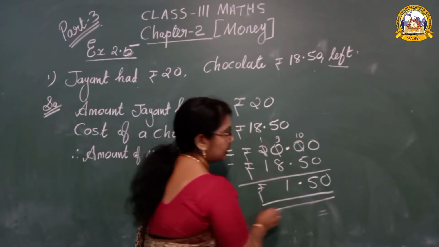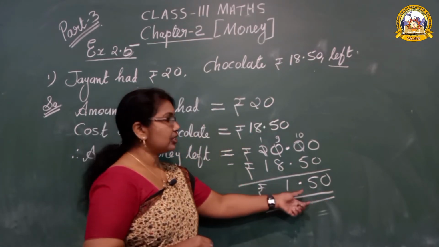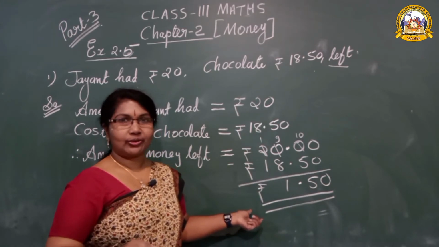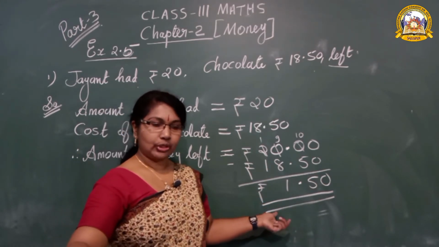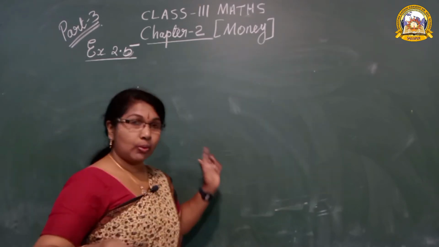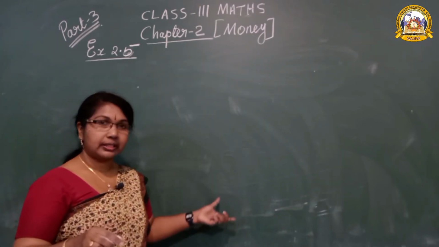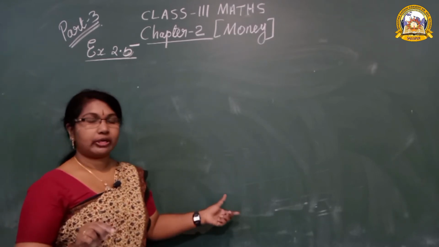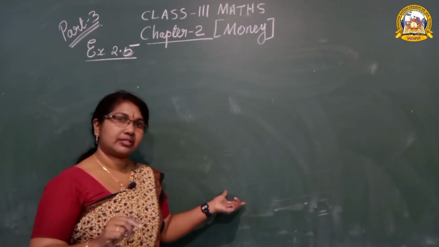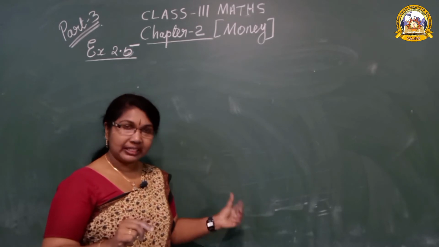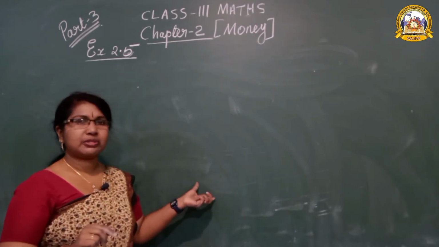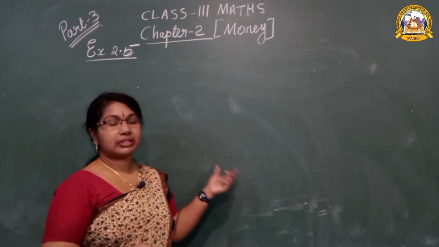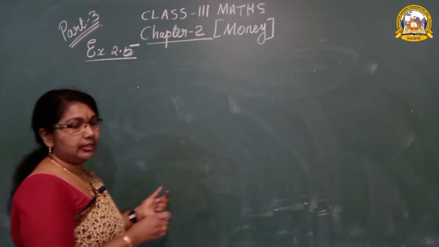How many rupees is left with him? Rupees 1, rupees 50 paisa is left. Very easy, no? So like that, the second one you have to do as homework. Most important, you have to write the steps. If you are not writing the steps, in a 5 mark question, you will get only 1 mark. Don't forget, you should practice. While you are writing the steps, little mistakes, no problem. But you have to make your own steps. Second one is homework. Third question.